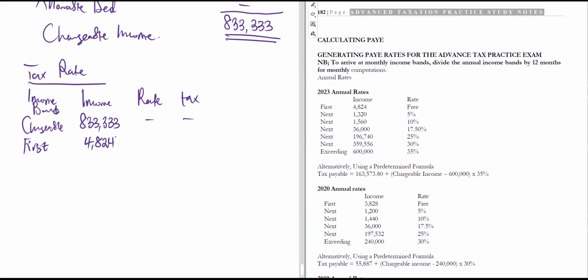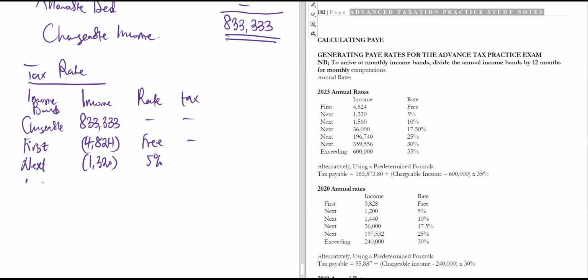Okay, so we take the first 4,824 from it, and tax it at free. Free means there's no tax on it, it's nil. Then we take the next 1,320 from it, and we tax it at 5%. That'll give us tax of 66 cedis, right?